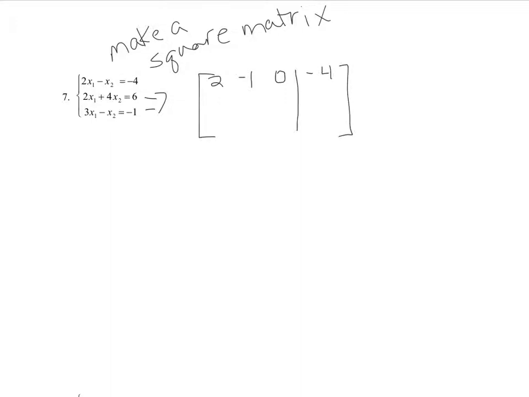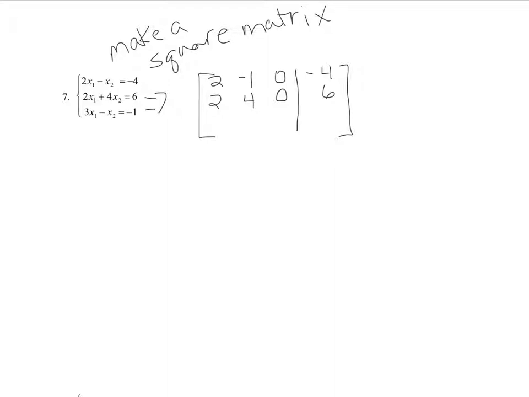Okay, row 2. I have a 2, and I have a 4. I do not have a third variable, so I have a 0, and then I have a 6. Now, one thing I want to caution you about is if these had been maybe x's and y's and z's, it's possible that we might have had an equation that had an x and a z, and the y was missing. So you have to be sure that you put them all in the right column.